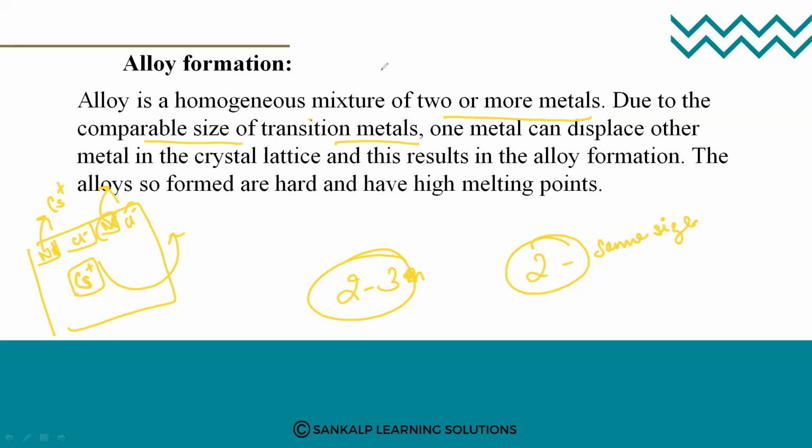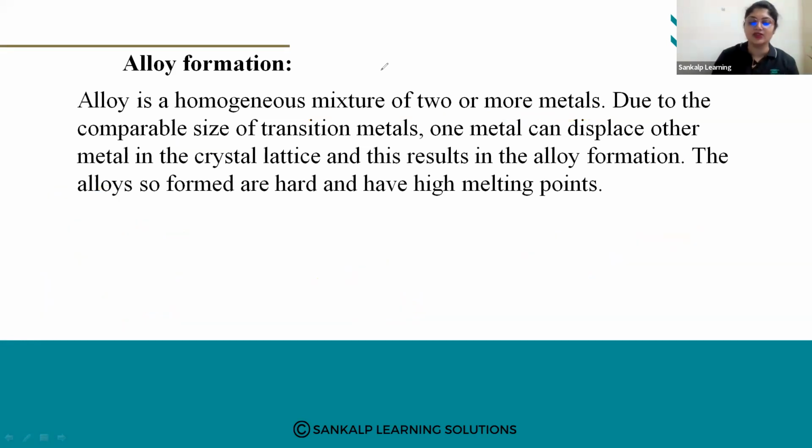So the alloys so formed will be hard. Because the two metals have the same, comparable size, the alloys formed are hard and have a high melting point. So an alloy is a homogeneous mixture made up of two or more metals having comparable size among the transition metals. Remember this one point: alloy formation is also a very important property of transition metals.